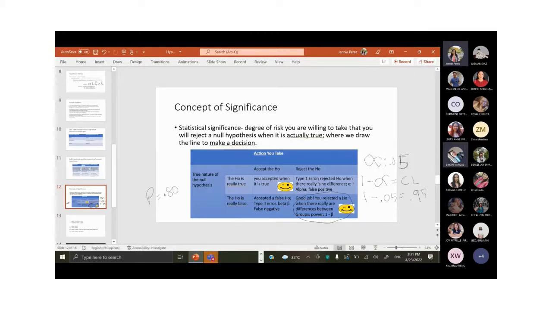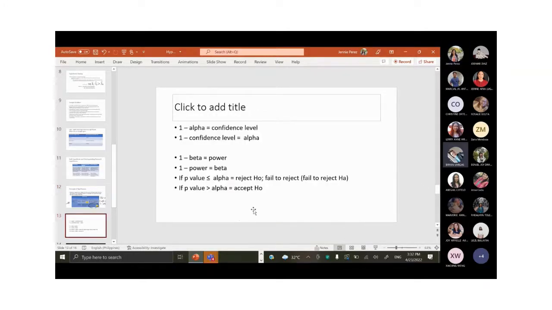So before you even start the study, you could do power calculations and potentially avoid conducting a study with low power. Power increases if you increase sample size, increase effect size, that is the actual difference between groups, and increase precision. Okay? So 1 minus alpha is equal to confidence level, and 1 minus confidence level is alpha. 1 minus beta is power, statistical power, and 1 minus power is beta.